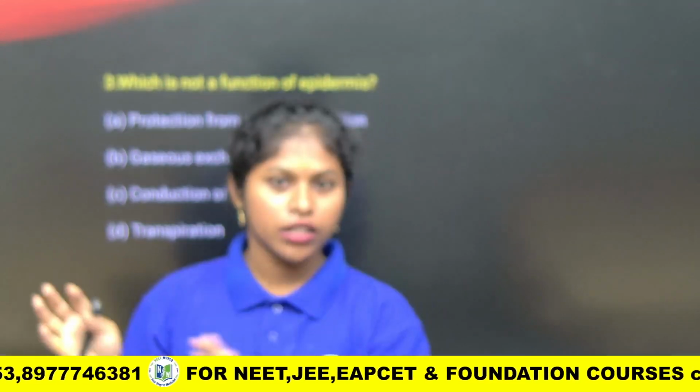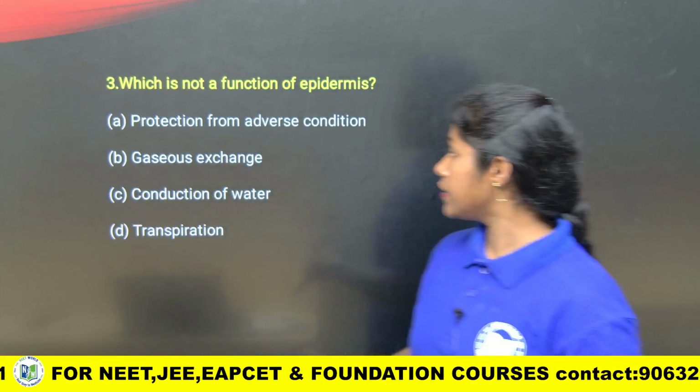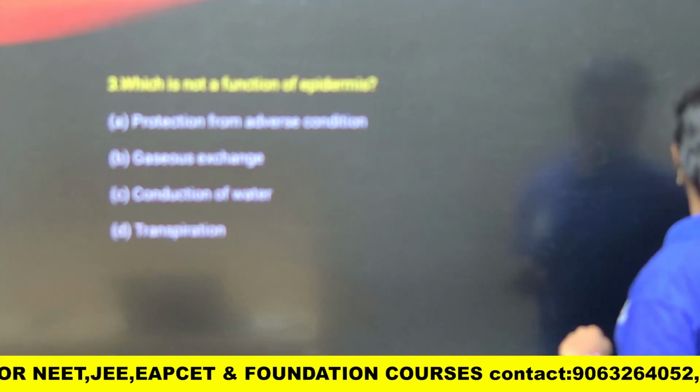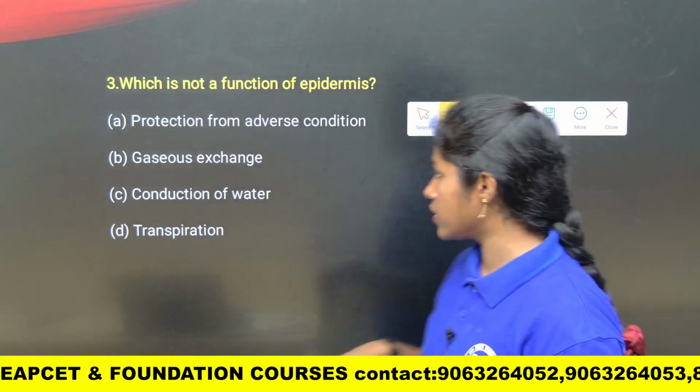Okay. Here see, children, they ask which is not a function of epidermis. Epidermis does not come under the group of meristematic tissue, and permanent tissues also. It is separated into the other one. It is a protective layer, right? Cork and epidermis are mainly protective layers, right?